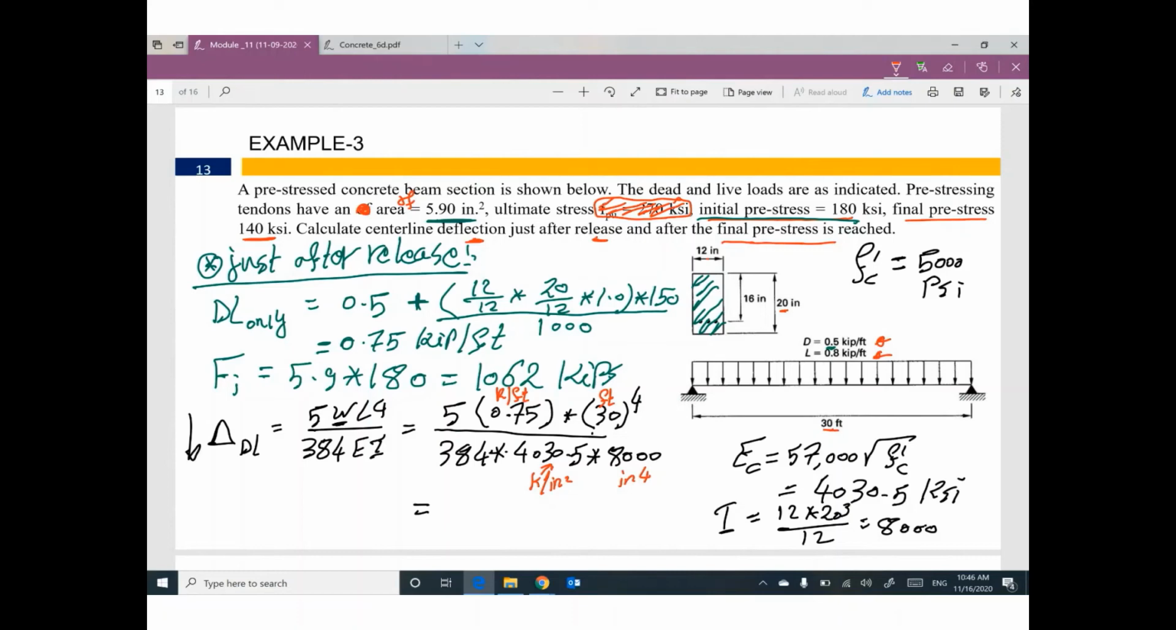Okay, I agree with you, everything is in kips. That's fine. But not everything is in inches or even in feet. We have some in feet and some in inches. So you need to keep your units consistent. This 30 will be multiplied by 12 to be in inches. This one, kips divided by foot, I will divide by 12 to be in inches. Now I can get a final answer.